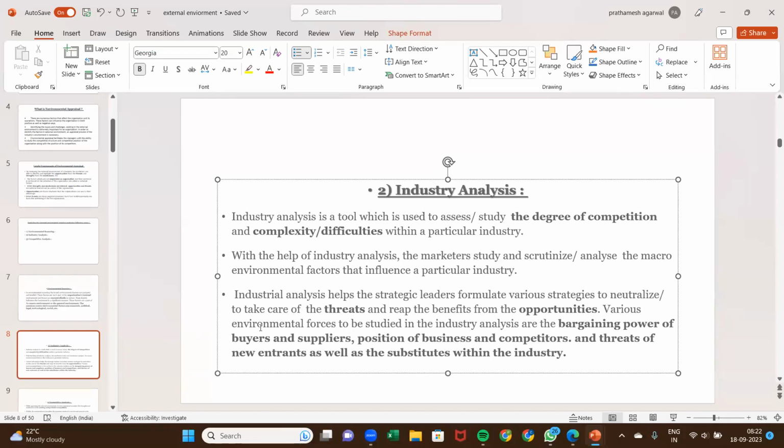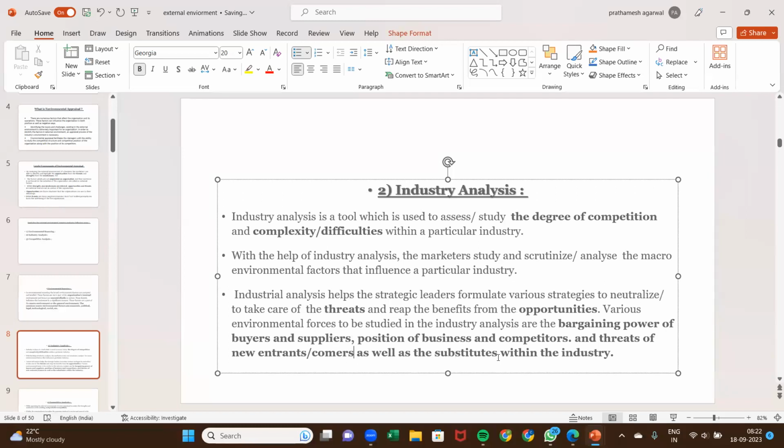Bargaining power of the buyers, right? The buyers are going to bargain from the manufacturers and the suppliers, and the customers are going to bargain from the shopkeepers, right? We go now, we bargain. Then how much can they bargain? Position of the business and the competitors, and the threats of the new entrants. Entrants means newcomers, okay? Newcomers in the business, as well as the substitutes within the industry.